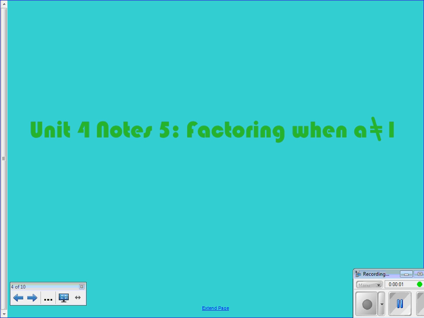Hello, ladies and gentlemen, and today we're going to start our notes for Unit 4, Notes 5. So this time we're factoring when A is not equal to 1. Yesterday we did when A is equal to 1. Now we're learning what we're going to do when A is not equal to 1.